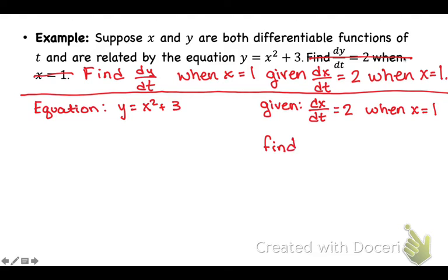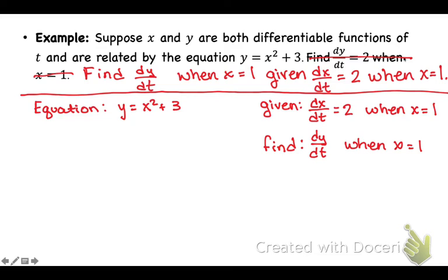The reason why you're going to write "find" is because if you don't, you're going to forget what you're finding halfway through the problem, correct? So what are we finding? dy dt when x equals 1.